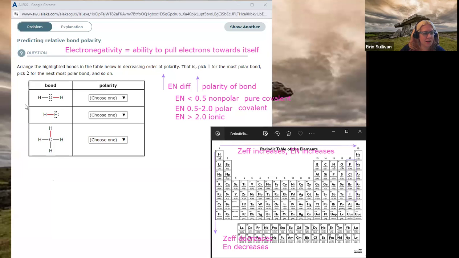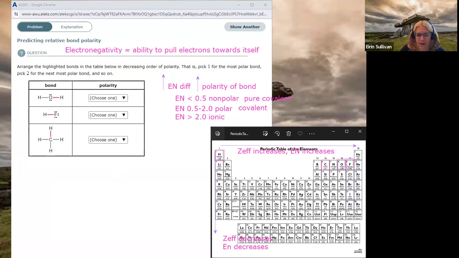Okay, so let's look at another one where we're going across a period rather than up and down a group. So this is a bond between hydrogen and oxygen, or hydrogen and fluorine, or hydrogen and carbon. So carbon, oxygen, and fluorine. And here is hydrogen over here.